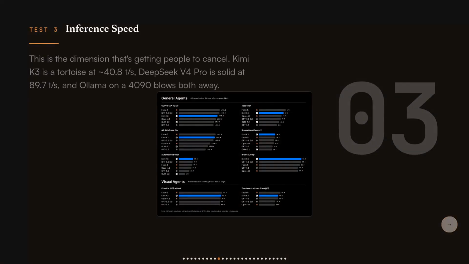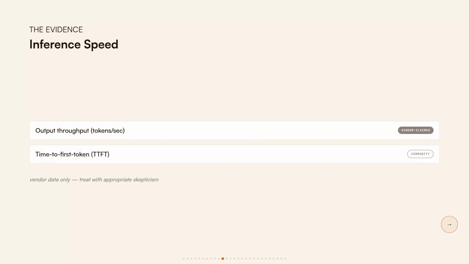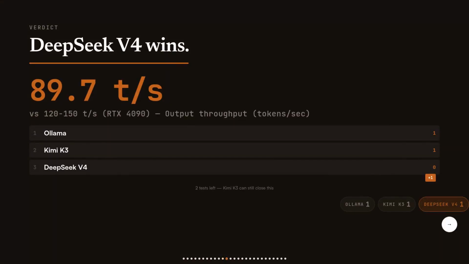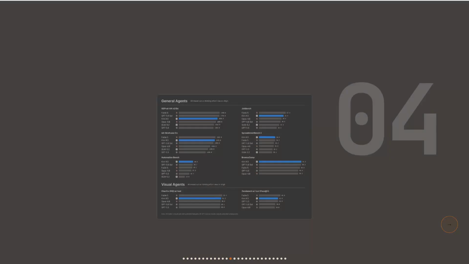This is the test that's actually driving people to cancel their subscriptions, and the numbers explain exactly why. Kimi K3 runs at roughly 40.8 tokens per second, with a time to first token around 2.8 to 3.0 seconds, community reported. DeepSeek V4 Pro runs at 89.7 tokens per second, more than double Kimi K3's throughput. That's the slowest number on this entire scoreboard. Stick with me because the last 4 tests are where this decision actually flips.